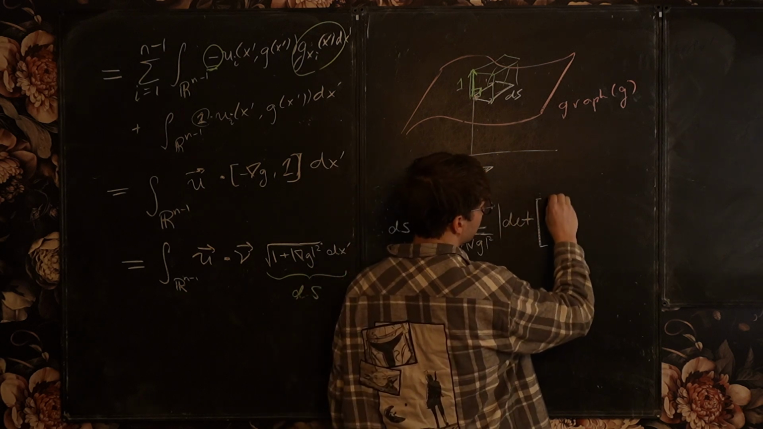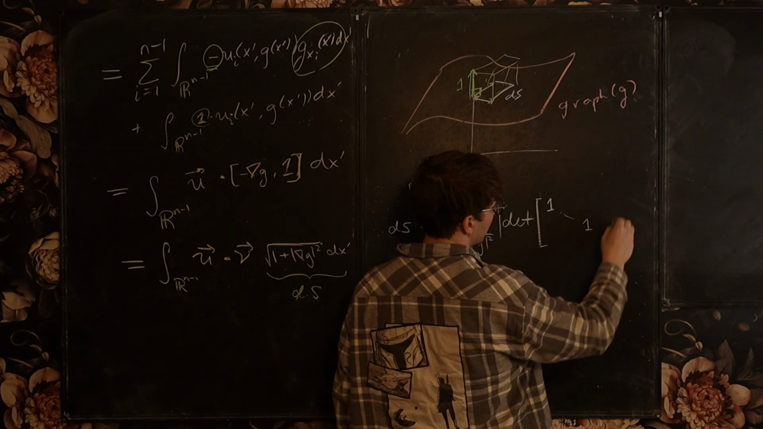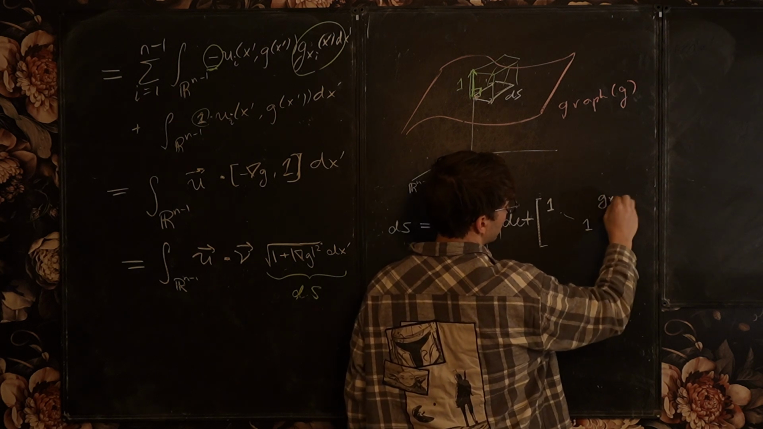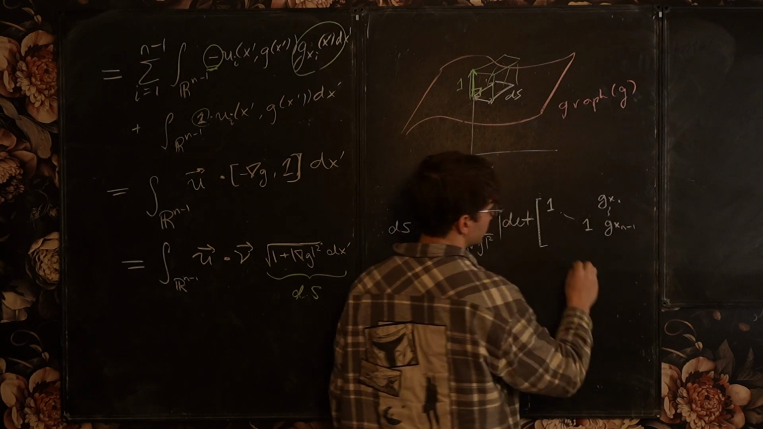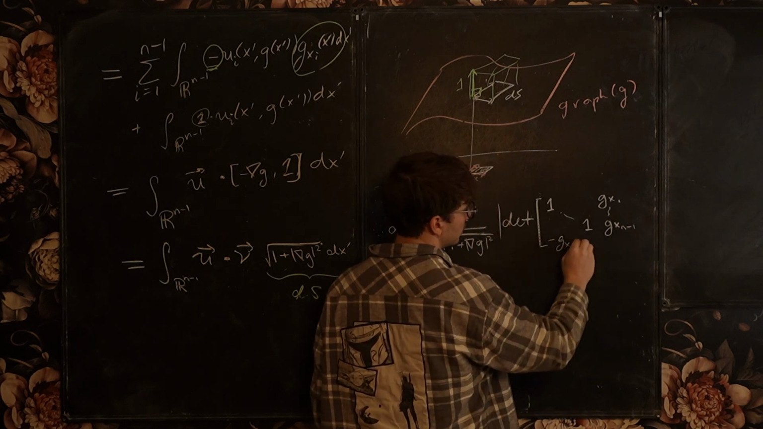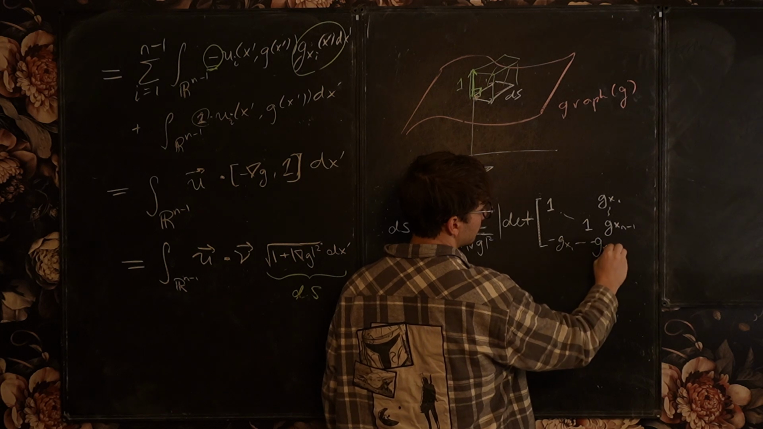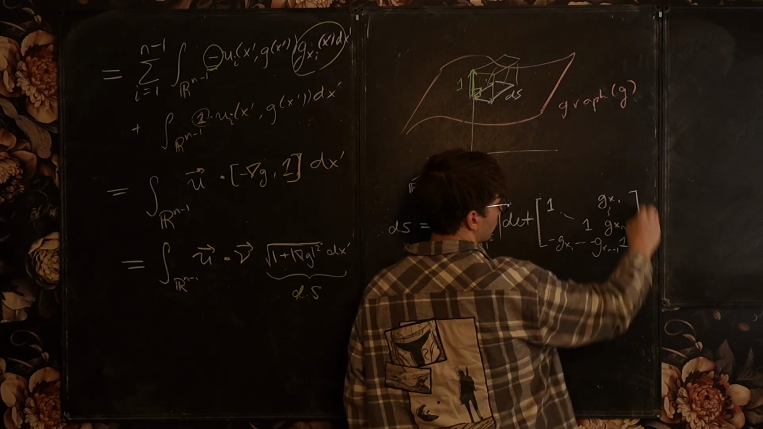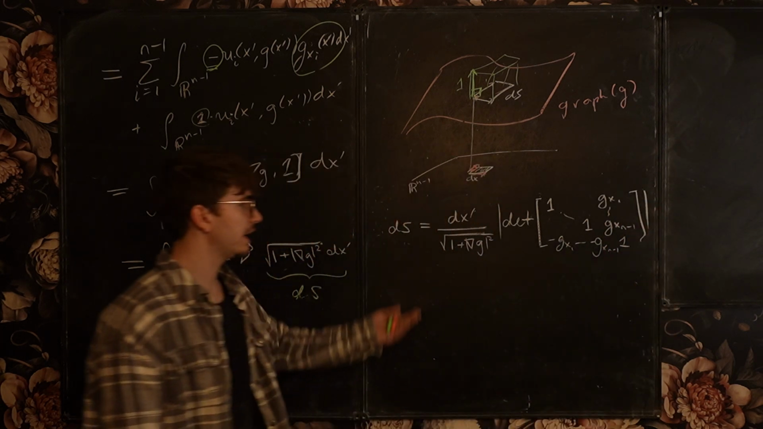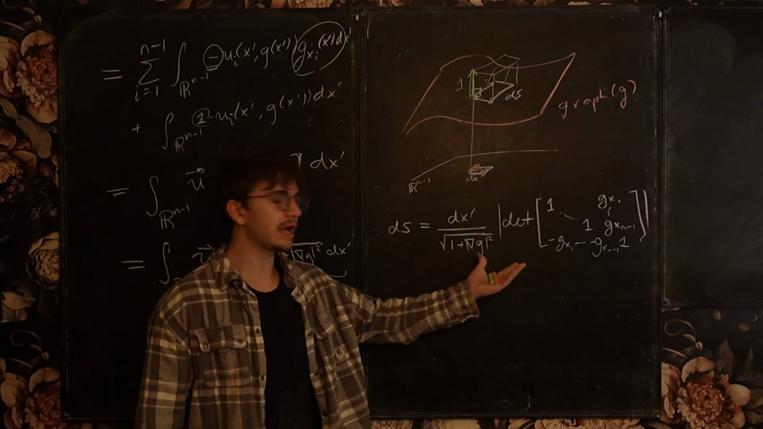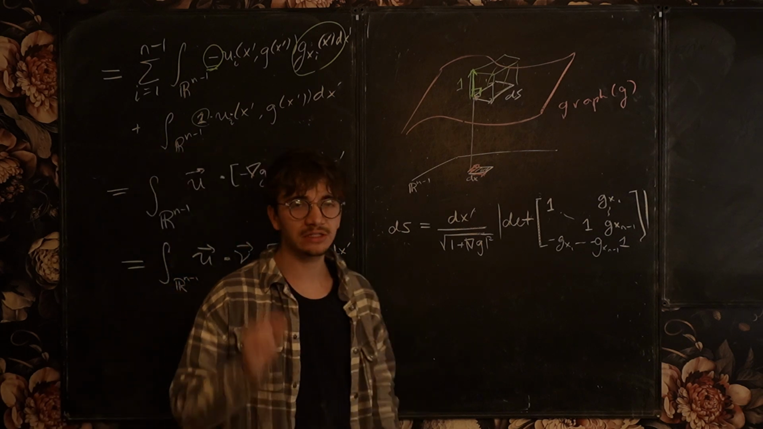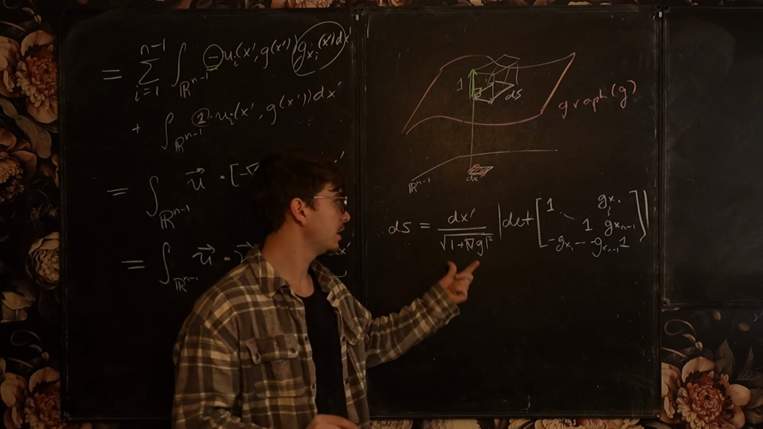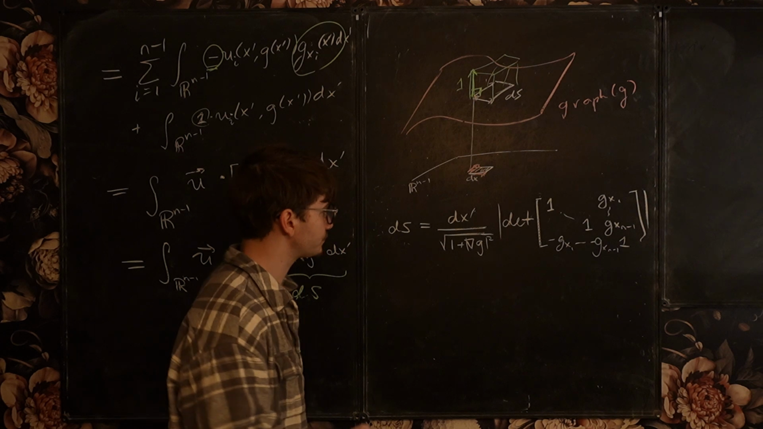And then I have an identity here, and then gx1 through gxn minus 1, a negative gx1, negative gxn minus 1, and then a 1 here. Okay, and then this should be the correct formula for the area element ds. Okay, so please let me know in the comments if that was unclear. This is a really key step.